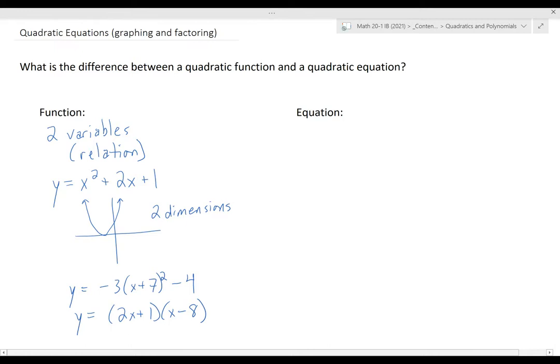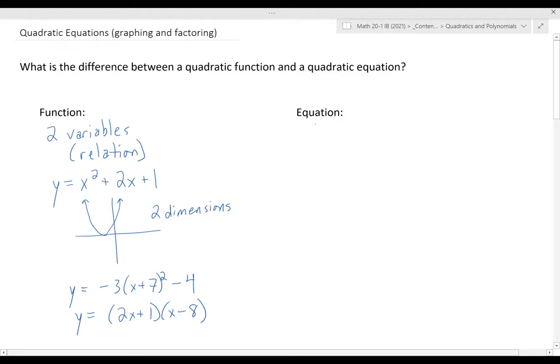So in other words, there are infinitely many solutions to these equations. They are equations. They have an equal sign in them. But it doesn't make sense to talk about solving that equation. We wouldn't ask you to solve the equation y equals x squared plus 2x plus 1 because there are infinitely many solutions. Every single point on that parabola is a solution.